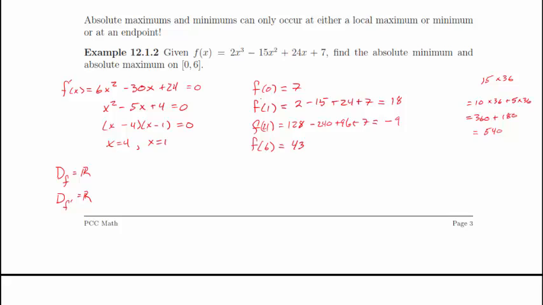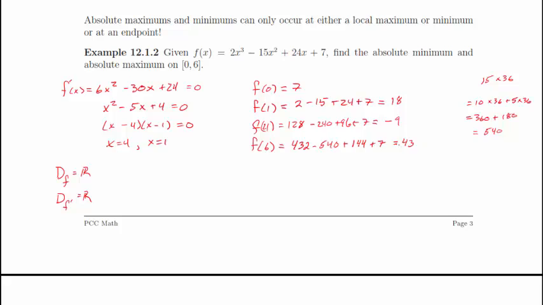Did I lose something? 6 cubed is 216 times 2 is 432 minus 540, plus 24 times 6 is 120 and 24 is 144, plus 7. This equals, my difference here is negative 108. 108 to 144 is 36, plus 7. 36 plus 7 is 43.